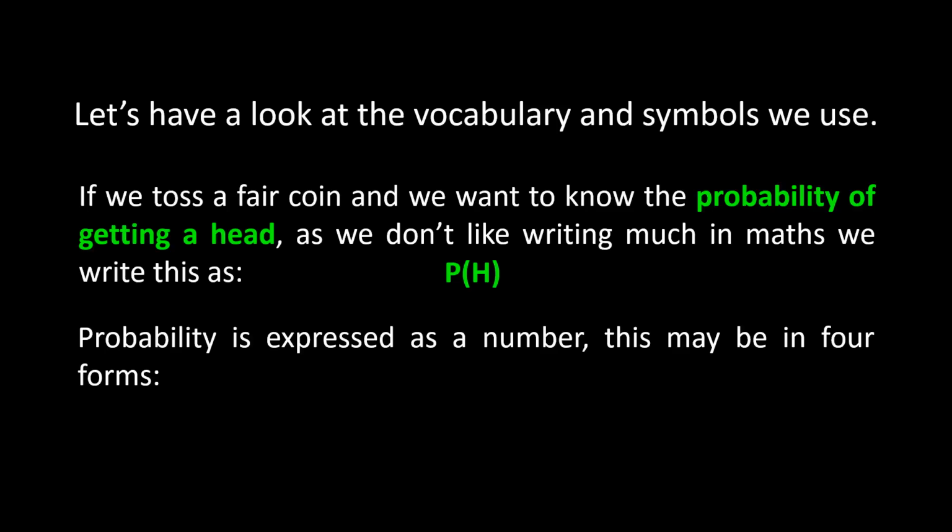And we can express probability as a number. Now this could be in any one of four ways: fraction, decimal, percent, or ratio. We're probably not going to come across ratio very often at all. Percent, not often much, but fractions and decimals, we'll come across those quite a lot.